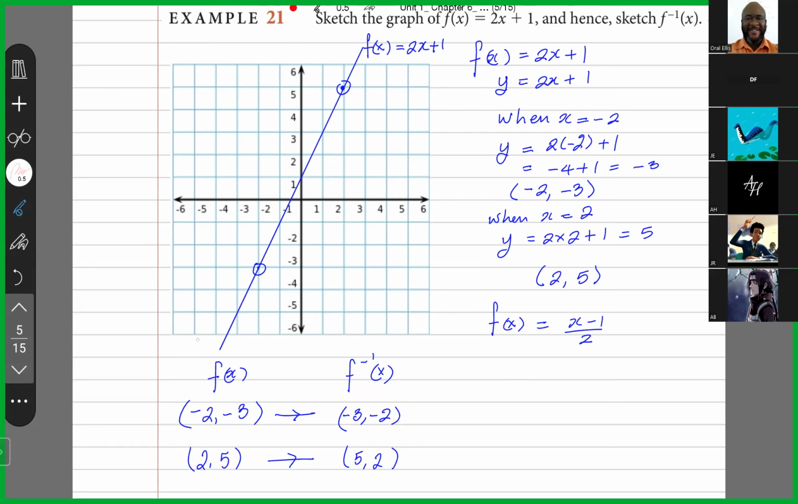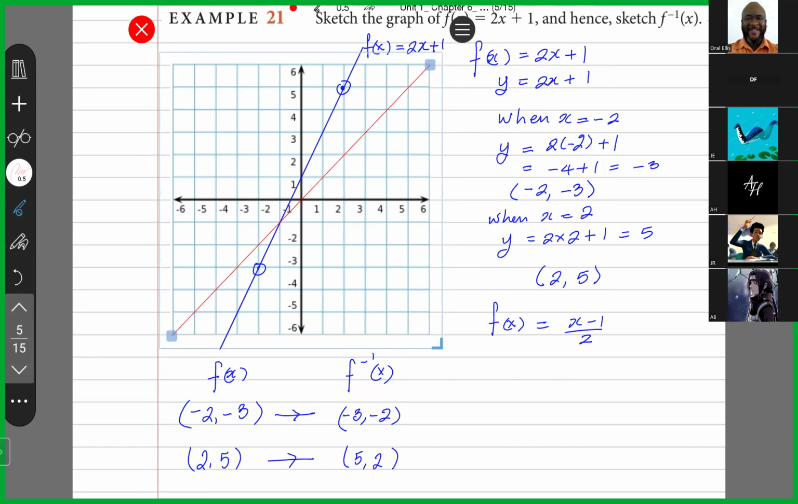I'm sure I've said this before, but if I haven't, I'll say it again. Y is equal to x is a straight line that passes through all points on the graph where x and y have the same value.